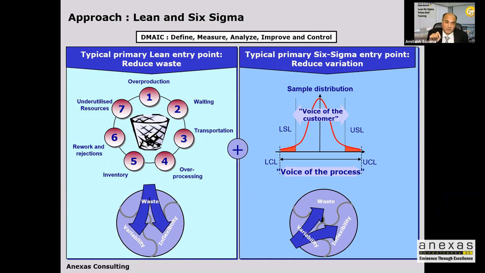And you will be surprised to know that if you do this properly, 2 hours of proper process investigation can generate some good ideas which can reduce your cycle times by up to 50%, sometimes up to 80%. So this is about Lean. Lean also talks about different wastes: overproduction, waiting, transportation, overprocessing, inventory, rework, rejections, underutilized resources. Let me give you some examples. I'll pull out my training material.